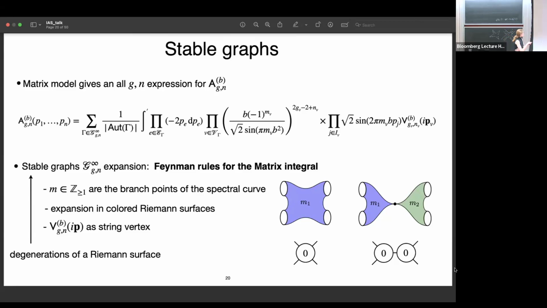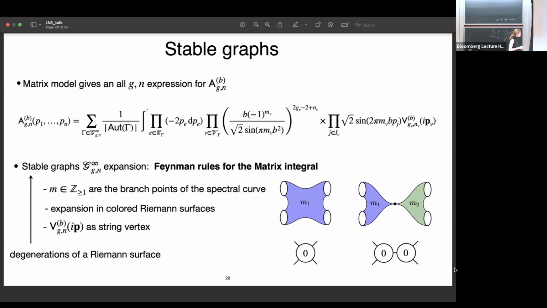What we're summing over here are so-called stable graphs. Stable graphs enumerate the degenerations of a Riemann surface. This is a trivial degeneration, there's nothing. In this case, the Riemann surface degenerates at this nodal point over here. And the infinity over here means that it includes a sum over all positive integers, and these m's are again the branch points, they label the branch points. So I give this Riemann surface a number m1, and this one m1, and this one m2, and then I need to sum over all these integers m.